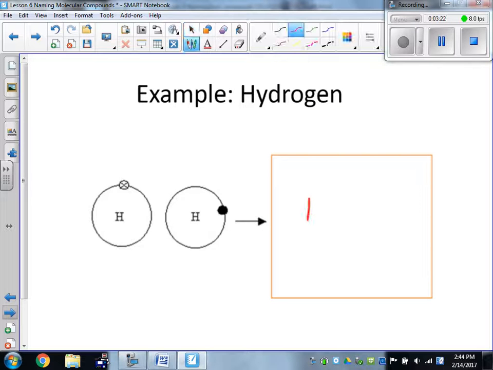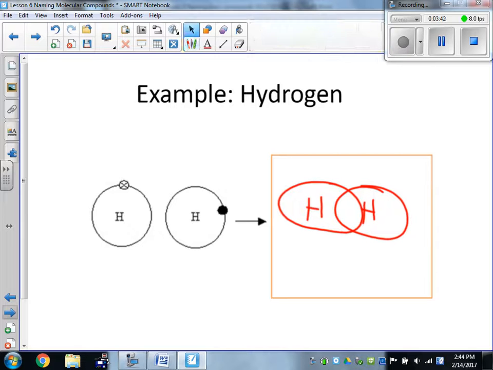Well, technically, we would say that basically they kind of overlap, okay? So they kind of do this, okay? And you might want to copy this down. And what happens is those two hydrogen atoms get very close to each other, okay? Very close. And what happens is they share these two electrons between them. So this hydrogen here has this electron, and this one here has that electron, okay?